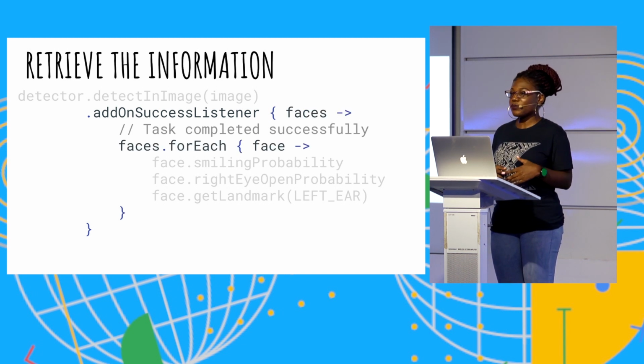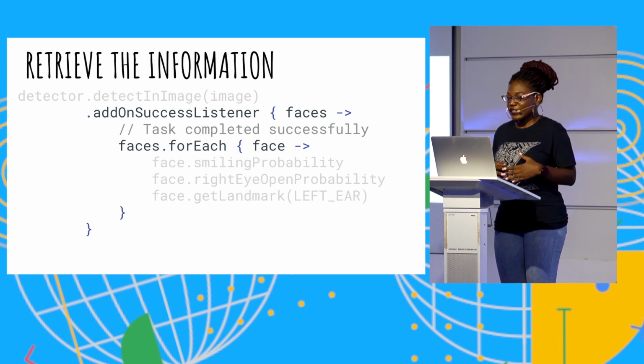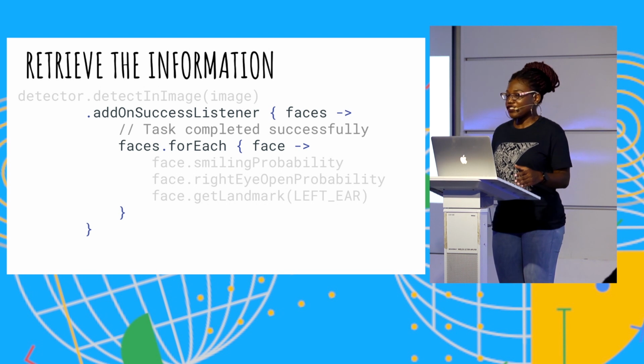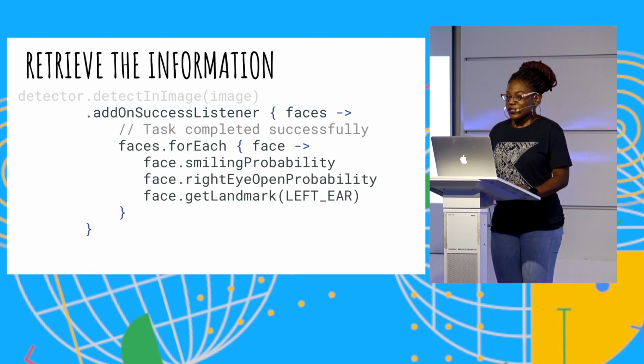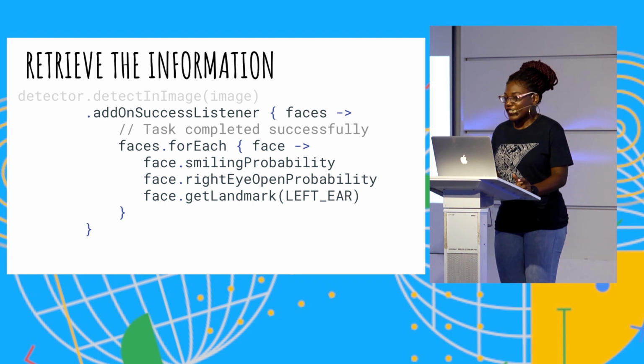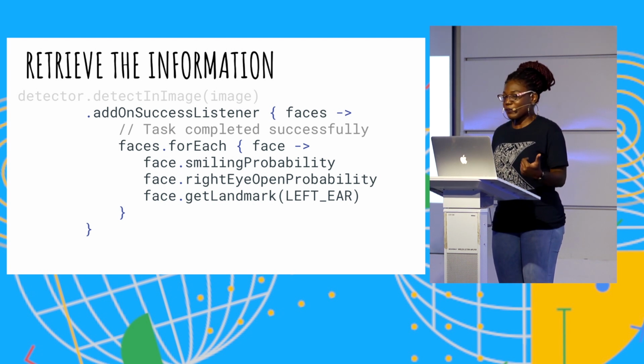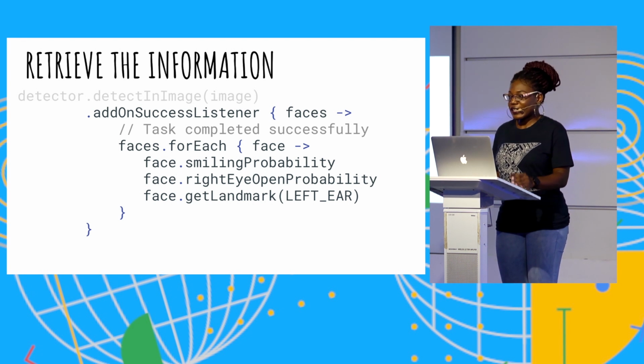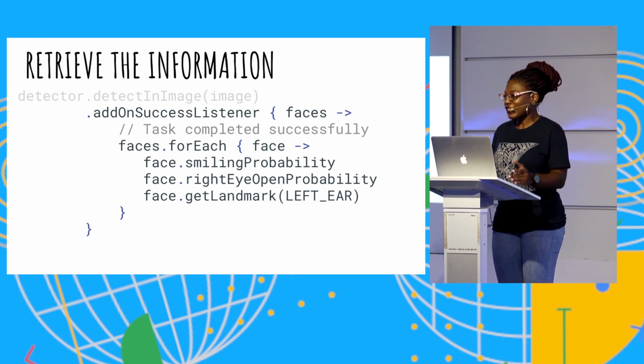So in this case, we retrieve a collection of faces, and then we can pass through each face and then perform whatever actions we want on it. So let's say you had a picture that had like 3 faces, then you're going to have 3 items in this collection. And this is how to get specific methods. So you can do face.smilingProbability, face.getLandmark, face.rightEyeOpenProbability. This is how you use the data from each face.